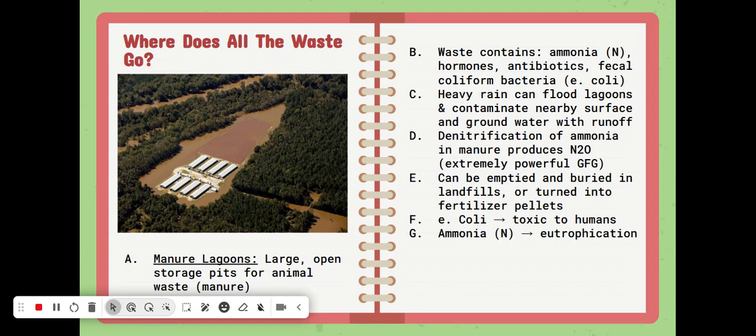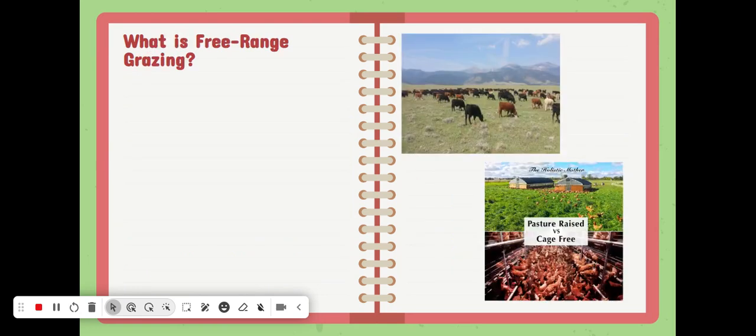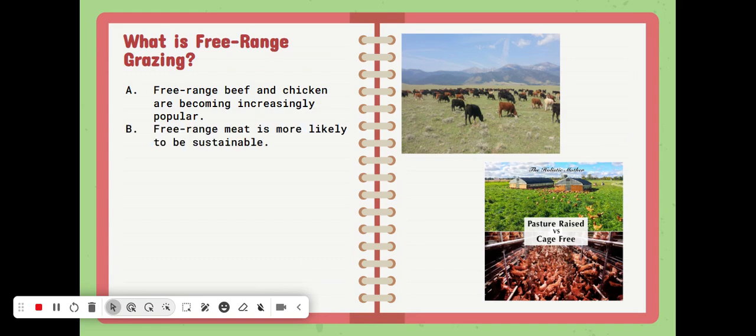We know that the excess ammonia can cause eutrophication to nearby surface waters, and the antibiotics and growth hormones have the potential to alter our own endocrine systems when we consume these meats. So what is an alternative to a CAFO? That would be more of free-range grazing. Free-range beef and chicken has become increasingly popular over the last several years. Free-range meat is more likely to be sustainable.